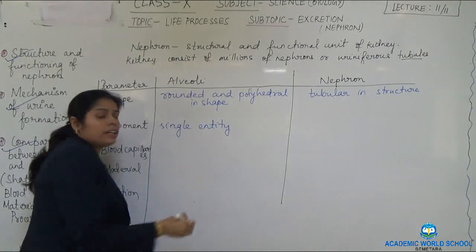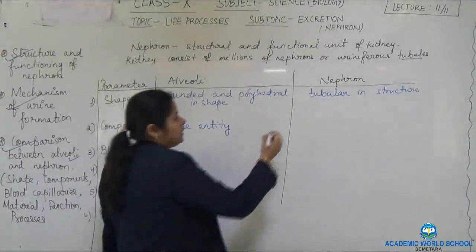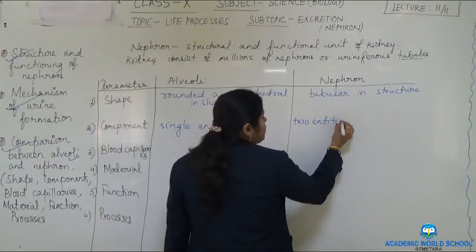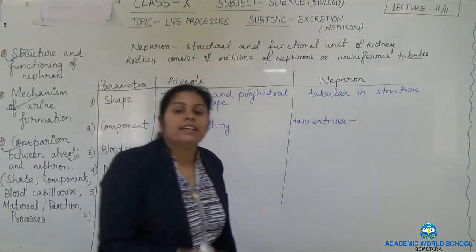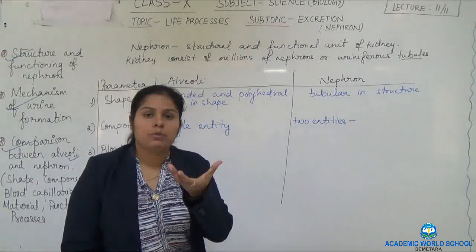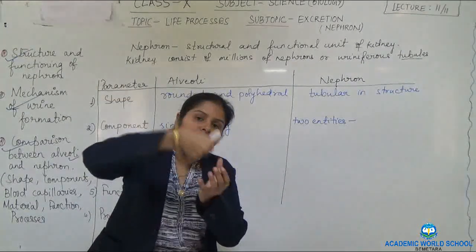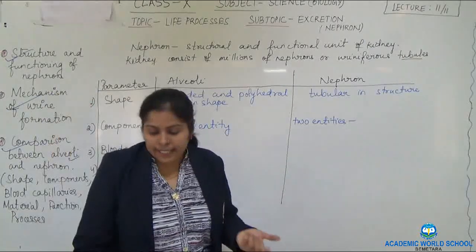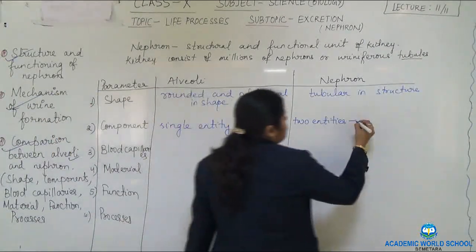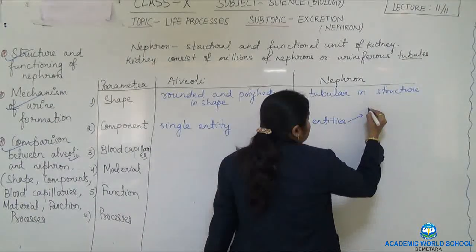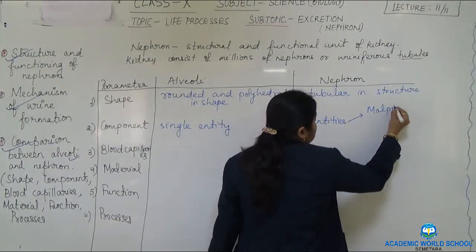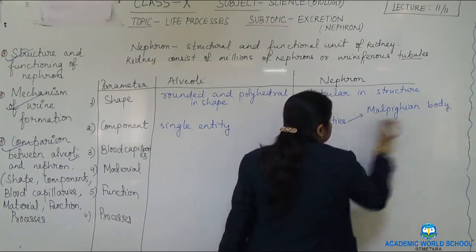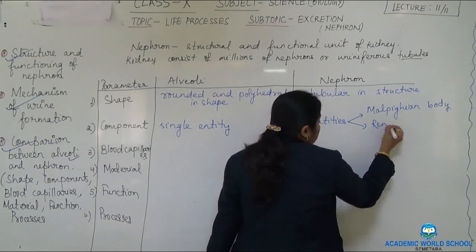Whereas nephron consists of 2 entities. What are those 2 entities? We read just now. One was the Malpighian body, that is the cup-shaped structure, Bowman's capsule, and the tuft of capillaries which fits, that is the glomerulus. That is one entity, and the tubes are the second entity. The 2 entities were Malpighian body and the second one is renal tubule.